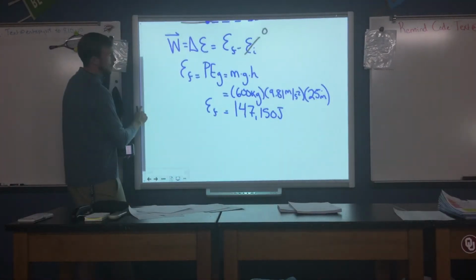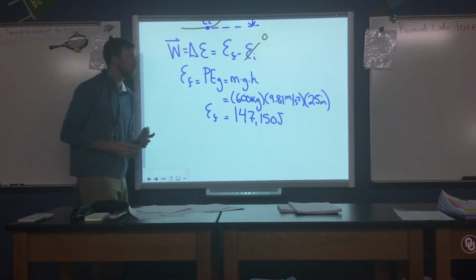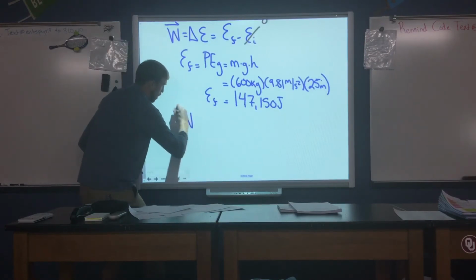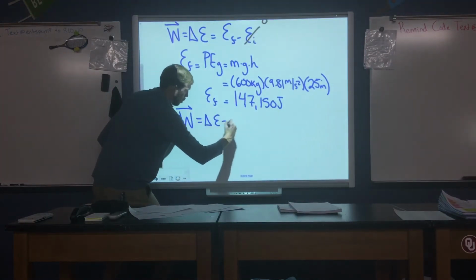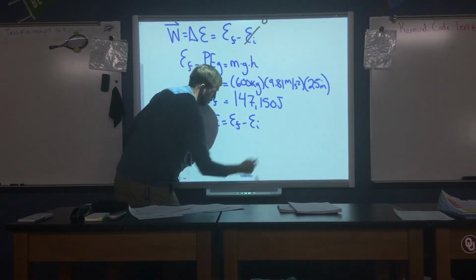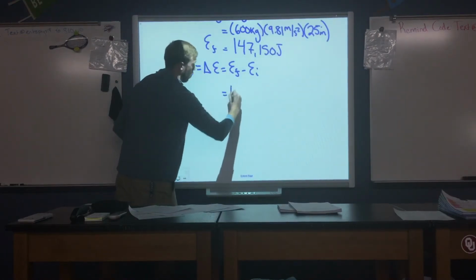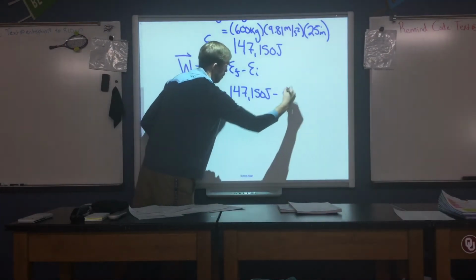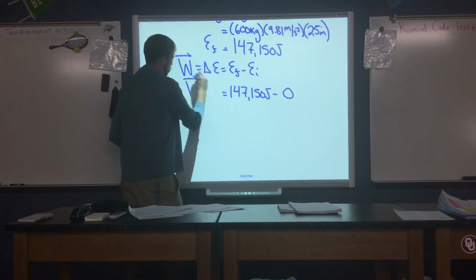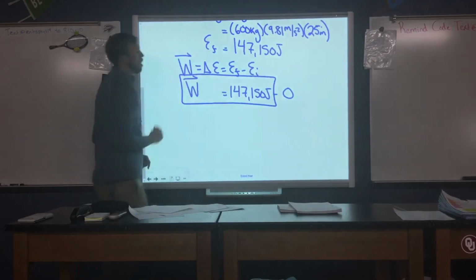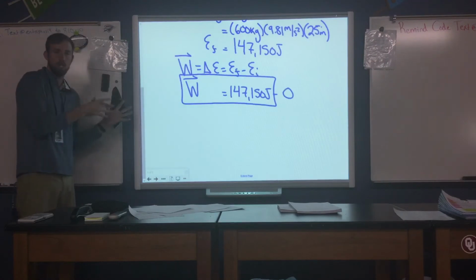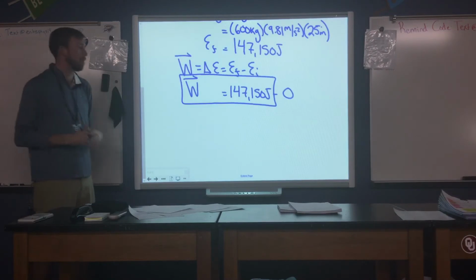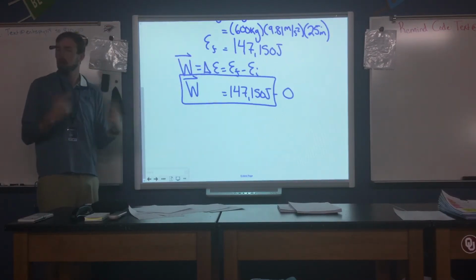And remember, the work done is equal to our final minus our initial energies. If our initial energy is 0, to put all this together, the work done would equal the change in energy, E final minus E initial. E final is 147,150 joules minus 0, so our work done would simply be 147,150 joules. We start with no energy, we end with a lot of gravitational potential energy. We can compare what we start with and what we end with to find our change in energy, which would be equal to our work done.